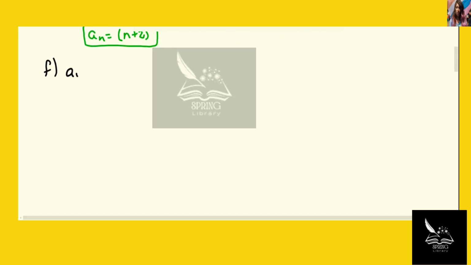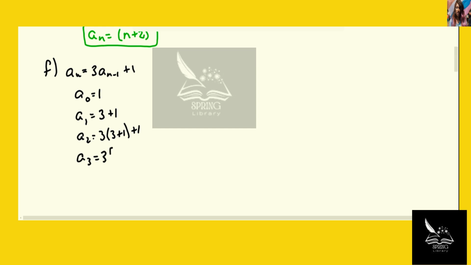F says a sub n equals 3 times a sub n minus 1 plus 1. And I'm going to start with a sub 0 equaling 1. So let's do a few here. Take 3 times the prior, 3 times 1, plus 1. A sub 2, 3 times the prior, plus 1. Well, okay, let's just do one more of these. Take 3 times the prior, plus 1. Well, let's take a look at this one here.